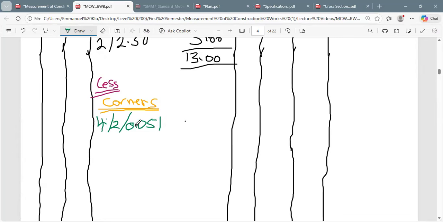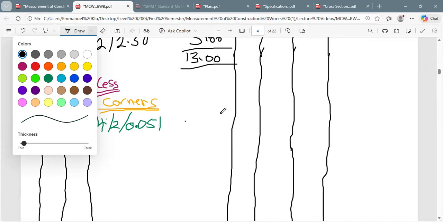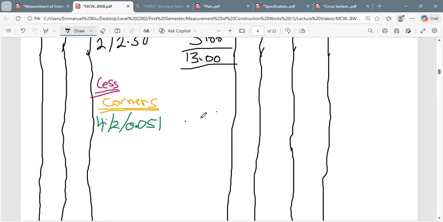0.051. Okay. So finally, we are going to be getting 0.41. So we can say that after our subtraction, I'm going to get, let's say, 12.59. Okay. So that is it.